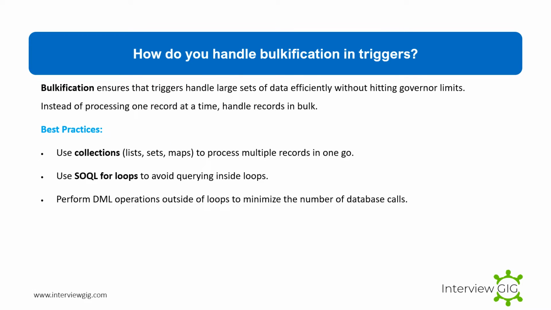How do you handle bulkification in triggers? Bulkification ensures that triggers handle large sets of data efficiently without hitting governor limits. Instead of processing one record at a time, handle records in bulk. Best practices: use collections, lists, sets, maps to process multiple records in one go. Use SOQL for loops to avoid querying inside loops. Perform DML operations outside of loops to minimize the number of database calls.